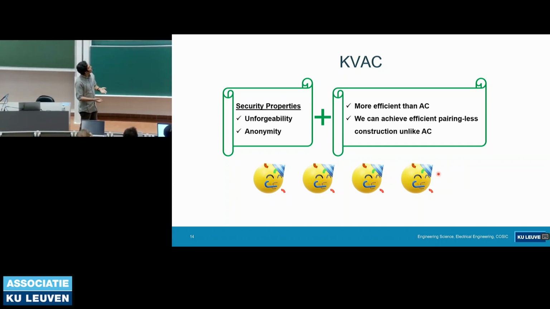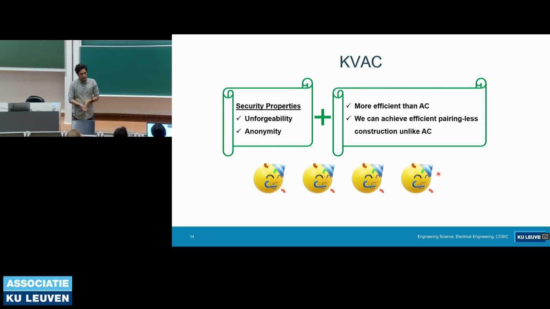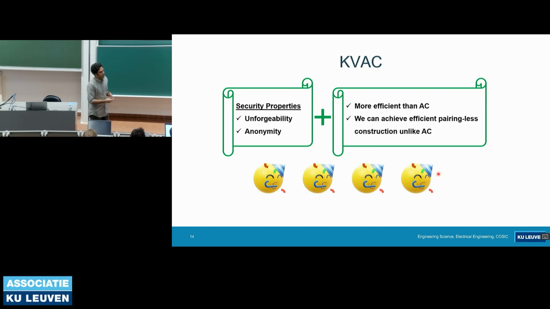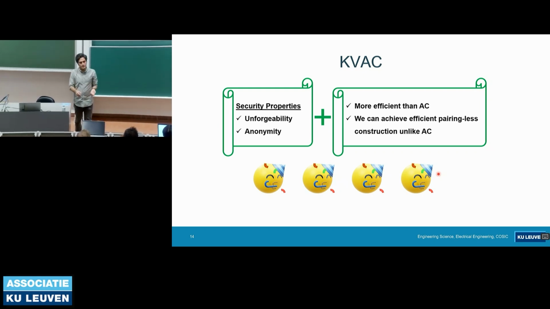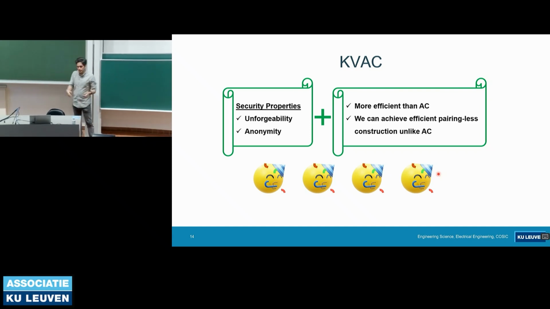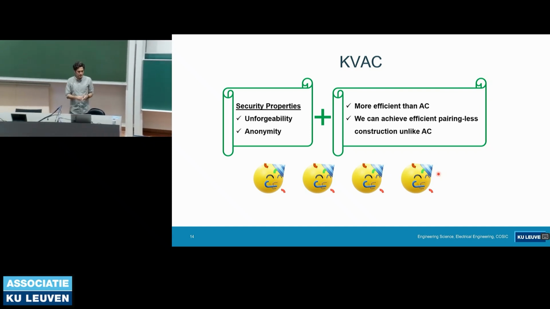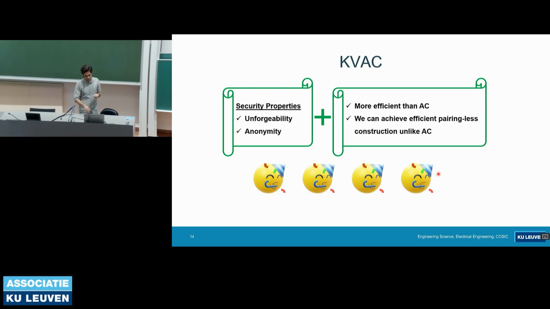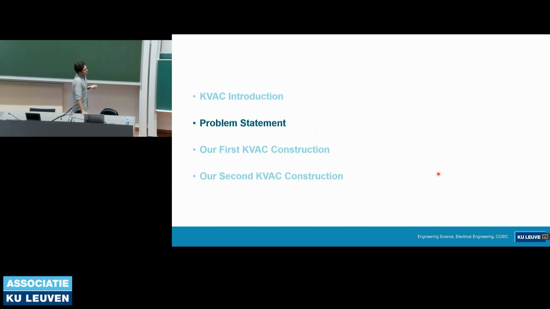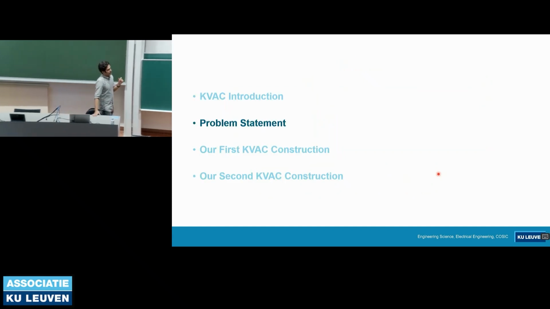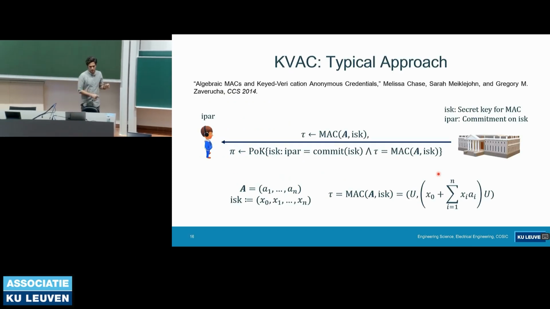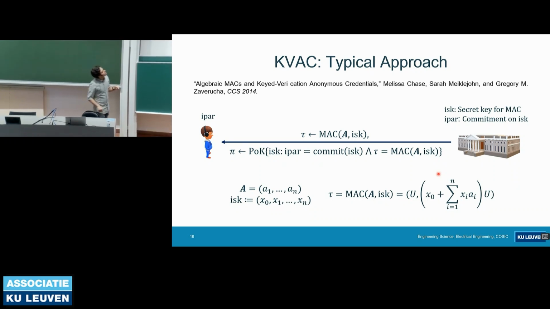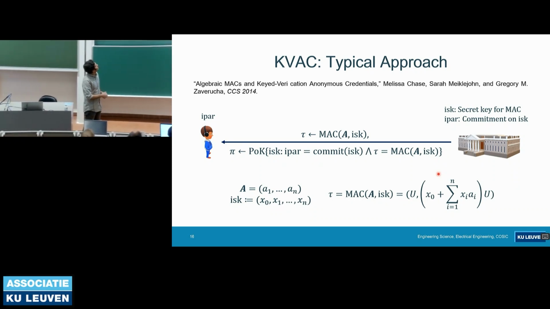And we have a KVAC, which is, as I told you, more efficient than its publicly verifiable counterpart. And also, as a plus, we can achieve an efficient pairing-less construction, unlike AC, because in AC, all the efficient constructions are pairing-based, and it needs pairing for the verification. So let's discuss the gap that we have in the literature for the KVAC. For that, we need to go a bit more into the details of the KVAC.